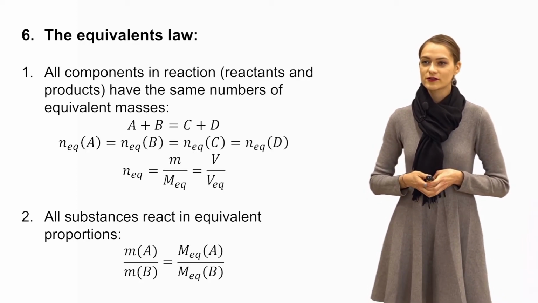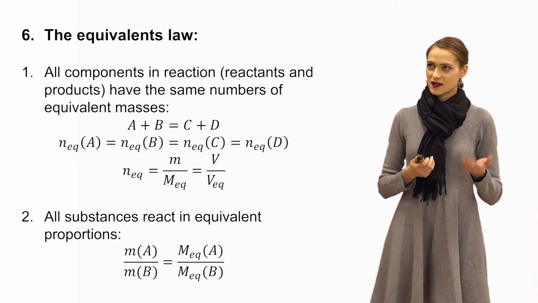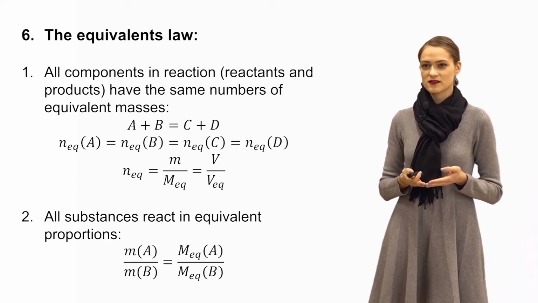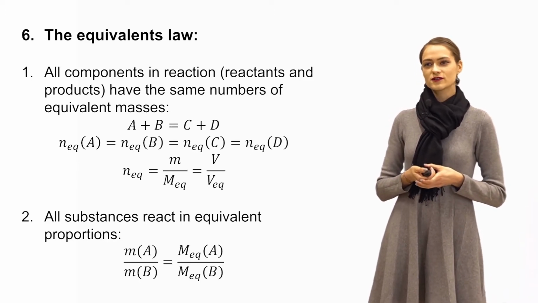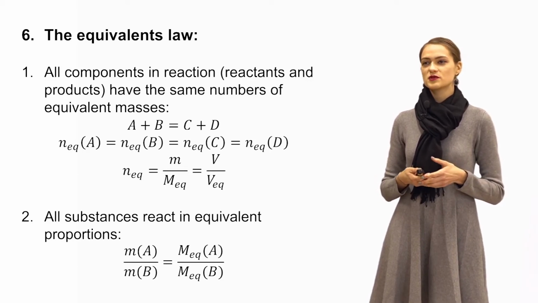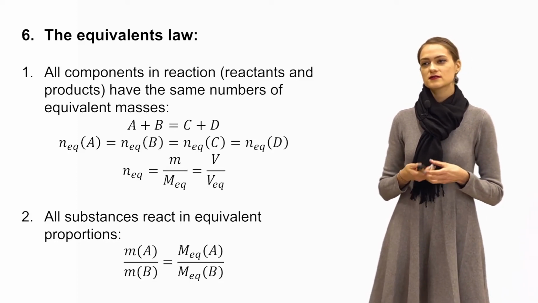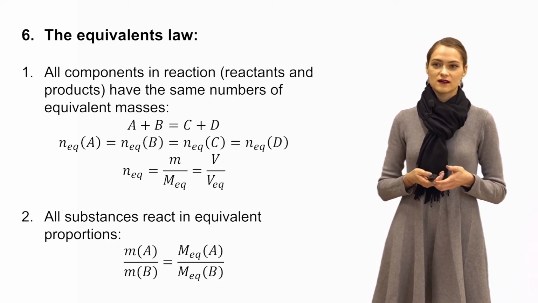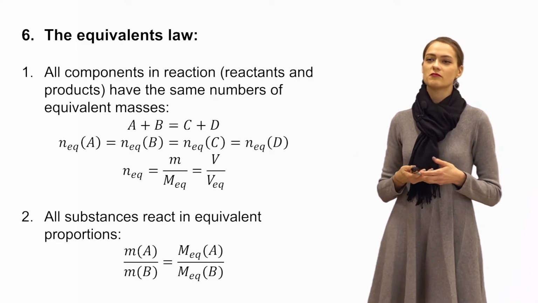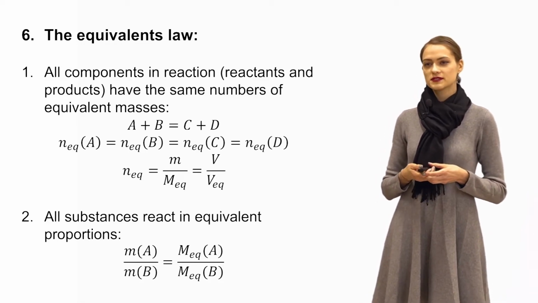But how can we calculate the numbers of equivalents in this case? Of course, previously we talked about equivalent mass, not exactly about numbers of equivalents. You know how to calculate numbers of moles. It's a ratio between the mass of any portion of a substance and its molar mass. Absolutely the same situation here. The number of equivalents is a ratio between the mass of this component in the reaction and its equivalent mass.